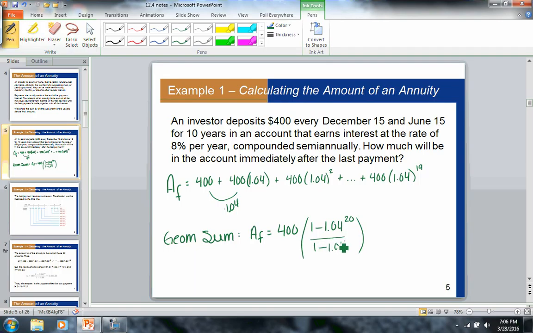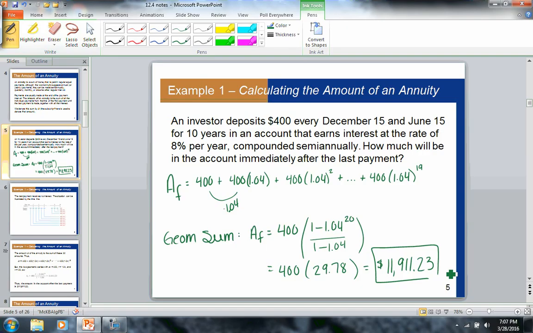When you simplify that all the way down, you should get 400 times 29.78. So if you got that as you were doing your calculations, that's good. And then when we do our final step of multiplying by the 400, we should get $11,911.23.